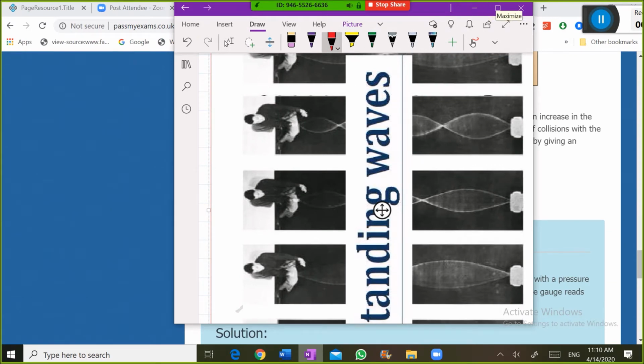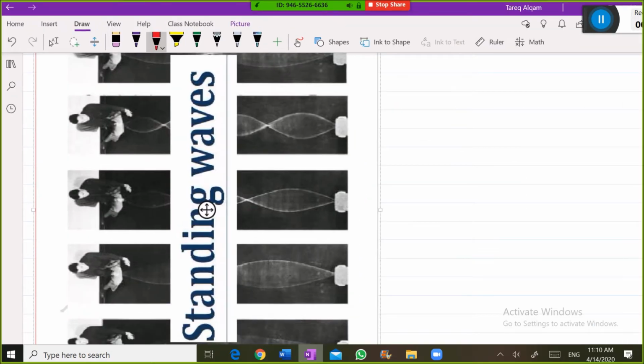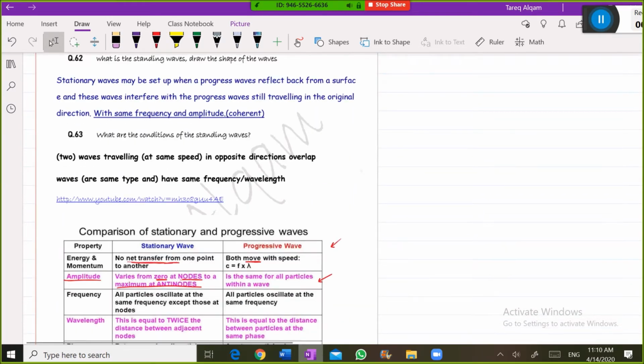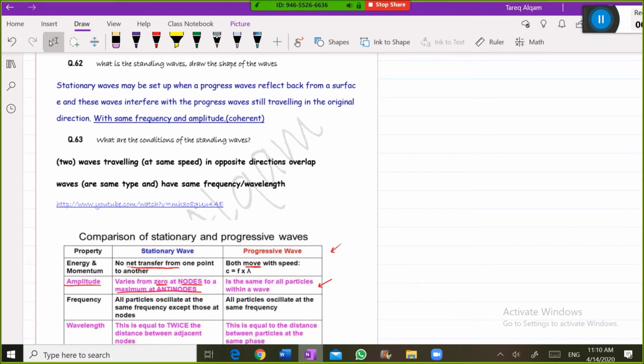Talked about what? Standing waves, or we started with standing waves. We introduced something called what? Standing waves. From its name, it's called standing, means there is no transfer of energy. There is no transfer of energy, or sometimes they are called stationary waves. I will explain now for you what is meant by standing waves.